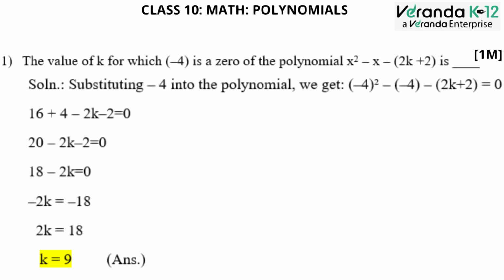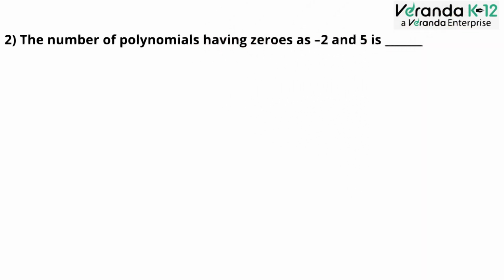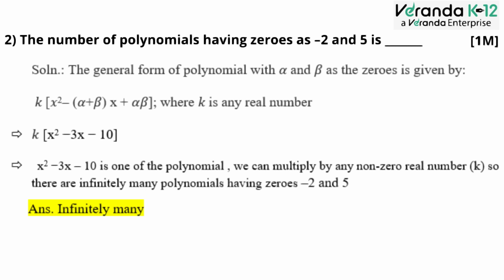Now moving on to the next question. Again a 1 mark type of question. The number of polynomials having zeros minus 2 and 5 is dash. So as you know, the direct answer to this particular question is infinitely many polynomials are possible whose zeros are minus 2 and 5. So let us see the logic behind this.